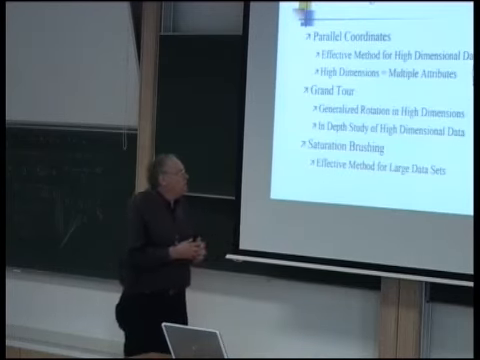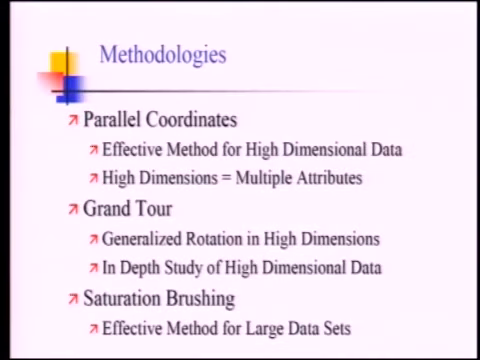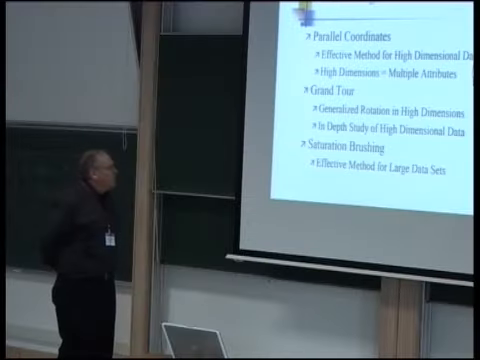And as I was saying, we use three of these techniques in combination with each other. Parallel coordinates is a pretty effective method for looking at high dimensional data, where of course high dimensions means multiple attributes. Practically speaking, I've used this with visualizing up to about 130 dimensions or so. Certainly not 10,000 dimensions, but maybe 100 or 50 dimensions is not so hard to do. We use this in conjunction with the grand tour idea, and I'm going to try and explain the grand tour and some variants of the grand tour that we do.